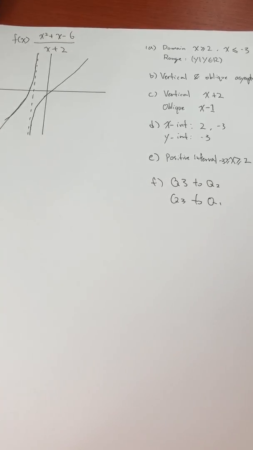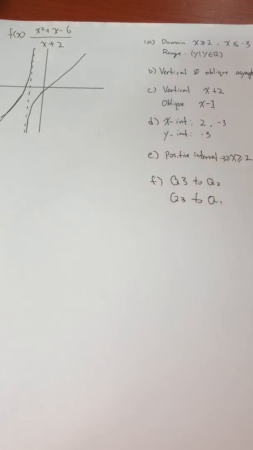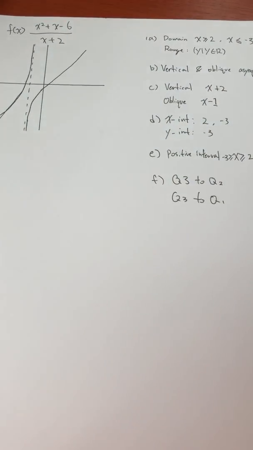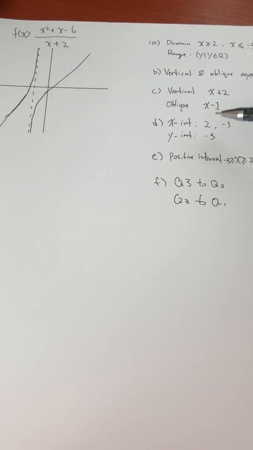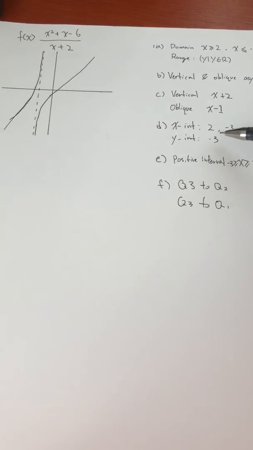The x and y intercepts: just replace the x and the y with 0, and you will get the x-intercepts of 2 and -3, and the y-intercept of -3.